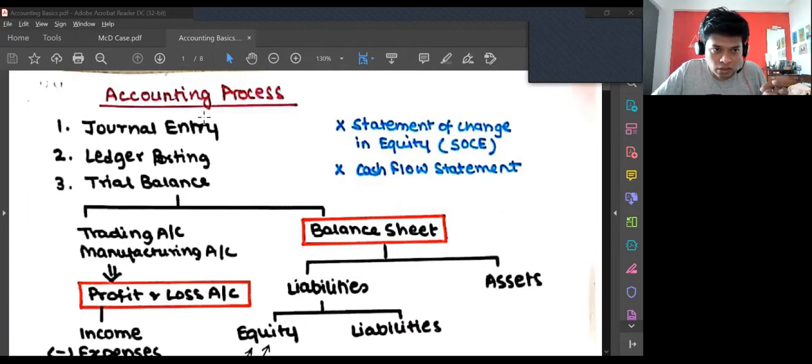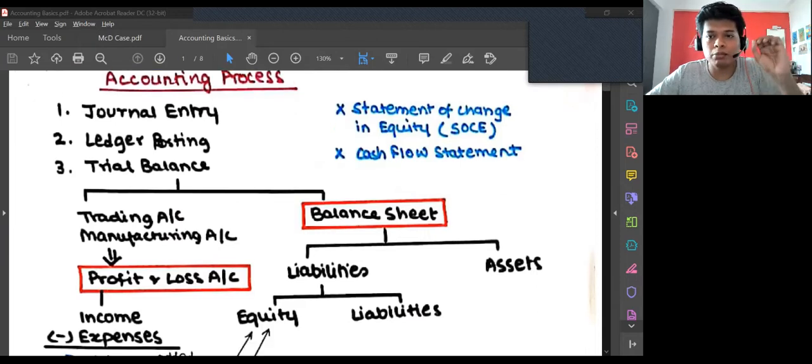You don't need to know this process, but just for information, I've given you journal entries, ledger posting, trial balance and so on. For you guys, the most important part is the profit and loss account and balance sheet. Right now, forget about the statement of changes in equity. I had mentioned in my first video what financial statements are. In that I mentioned the statement of changes in equity and the cash flow statement. These are also financial statements, but these are kind of zoomed-in versions of the balance sheet.